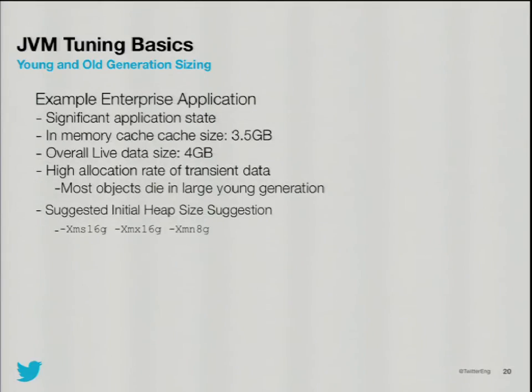So here's an overall example of an enterprise application, covering the last 2 slides. Say you had an in-memory cache of 3.5 gigabytes, and your overall live data size was 4 gigabytes. You have a high allocation rate of transient data, but you do know that most objects die in the young generation. Then the general recommendation is you want your young generation to be equal to the old generation, and that's what this set of tuning does. The overall heap is 16 gigs, and you're specifying the young generation to be 8 gigs. -Xmn is the same as NewSize and MaxNewSize together. So we're fixing the young generation size at 8 gigabytes, and the remaining is the old generation, which is 8 gigabytes as well.